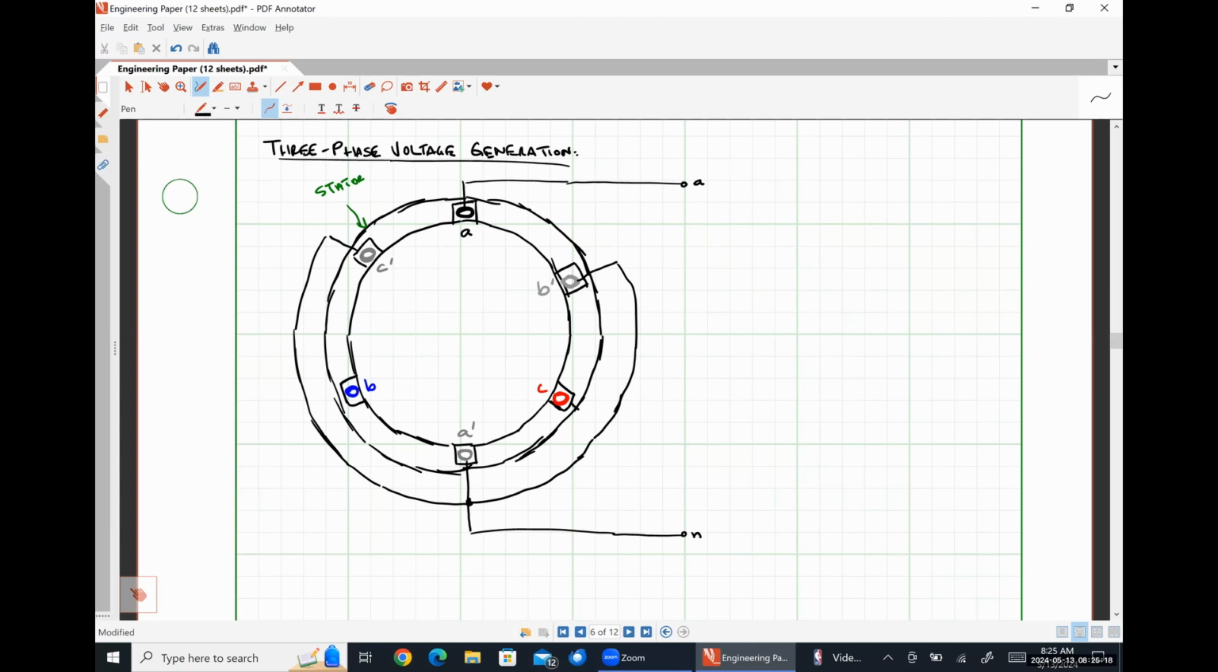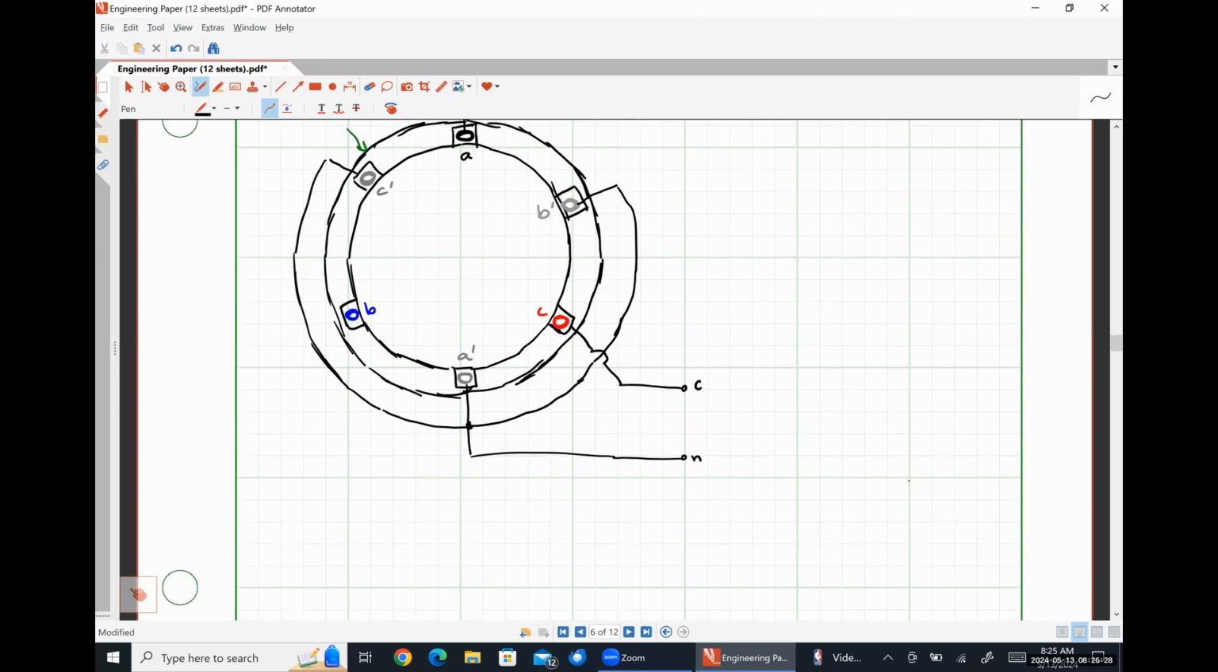Then I'm going to take my C conductor. It's going to jump over that neutral path. And so I'm going to have access to a C phase terminal. I'm going to do the exact same thing for my B phase. Like so.